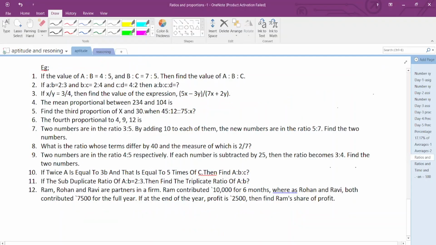Hi all, hope you're doing good. Today we are going to learn about ratios and proportions.